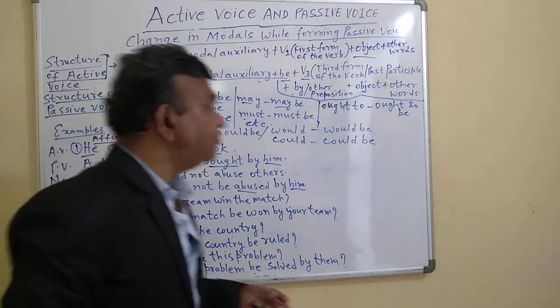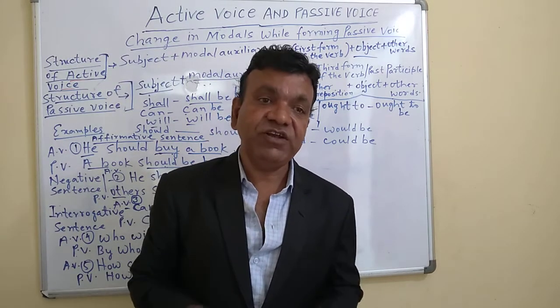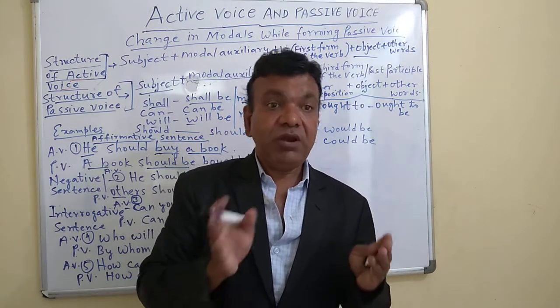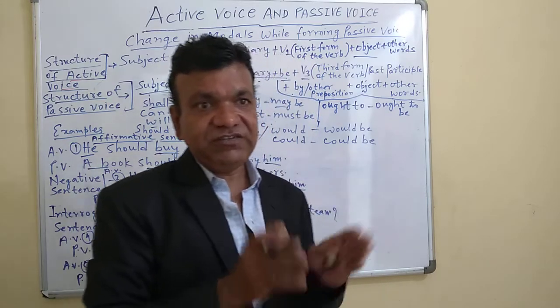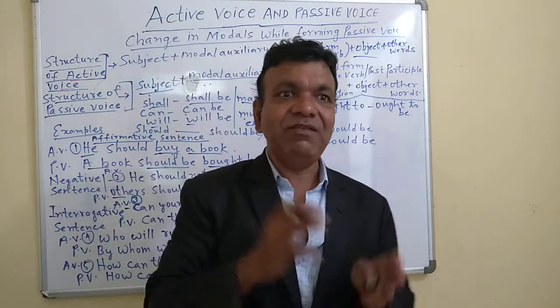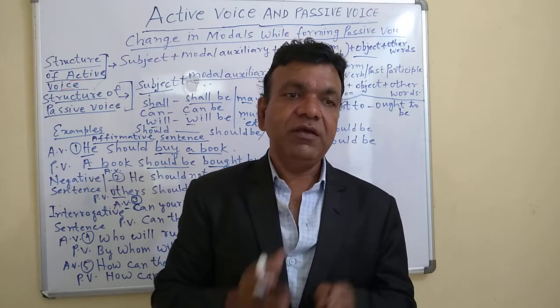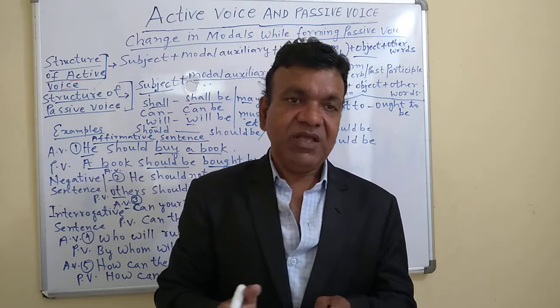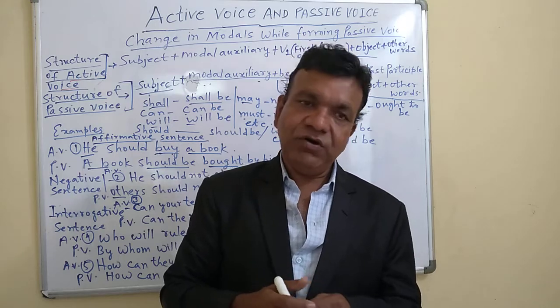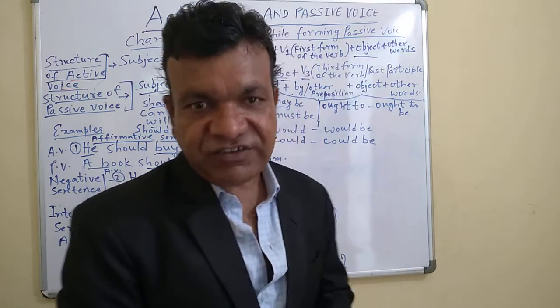So my dear children, this is the case of modal auxiliaries. You have to understand, only be will be used here. Shall be, can be, will be, must be, ought to be, should be, would be, could be. Like that we are changing. So you must remember, this is very easy to change.